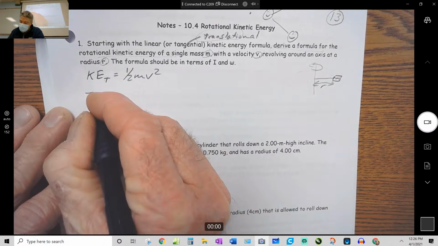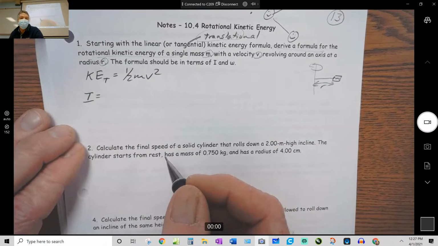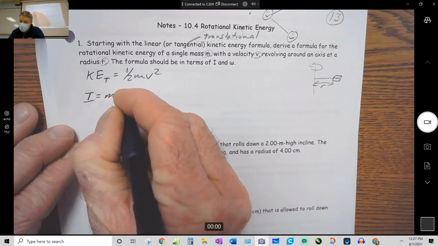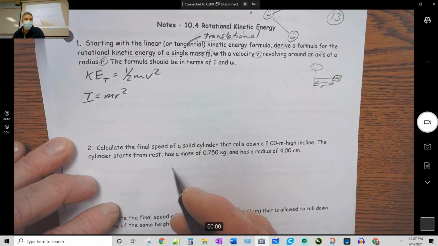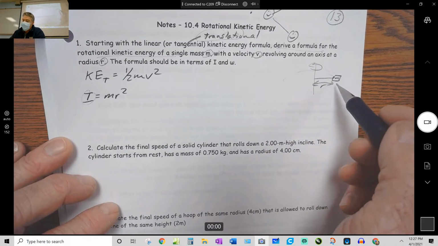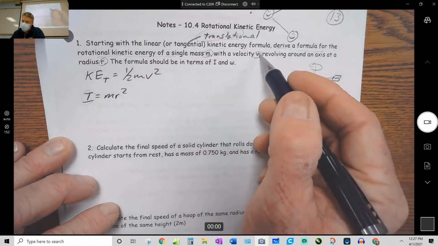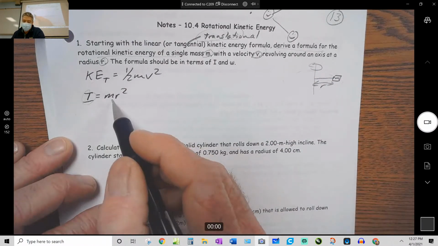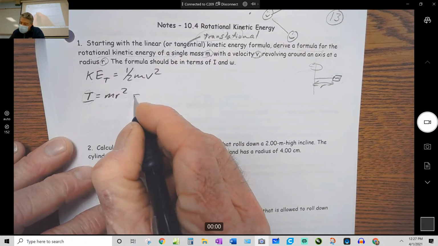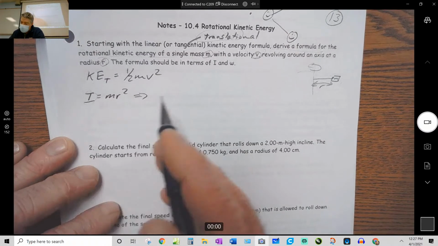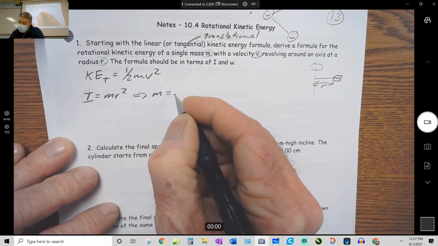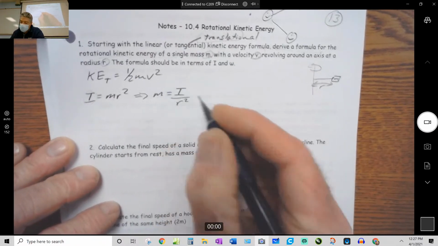So to do that, I'm going to bring in I, which we went over yesterday. The moment of inertia for something like this is just mr squared. That's the moment of inertia of a one point of mass moving around something at a radius of r, with the velocity v. Well, I guess we don't really have v in here right now, but it's got a mass of m. From this, if I solve this for m, if I want to isolate m, I can just divide both sides by r squared, so I get m equals I over r squared.